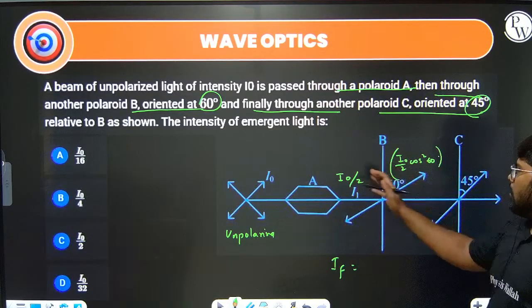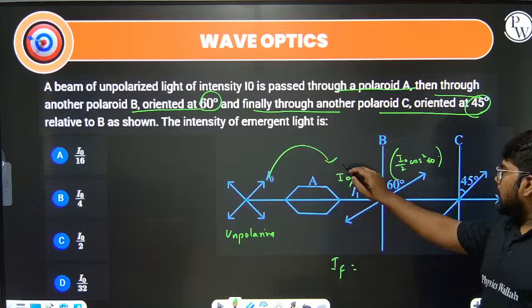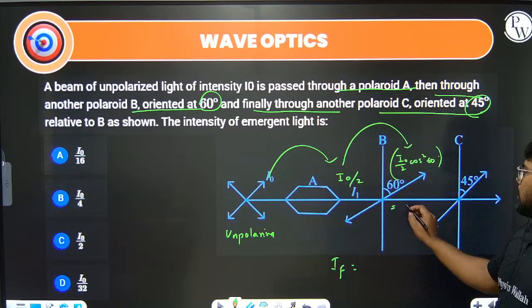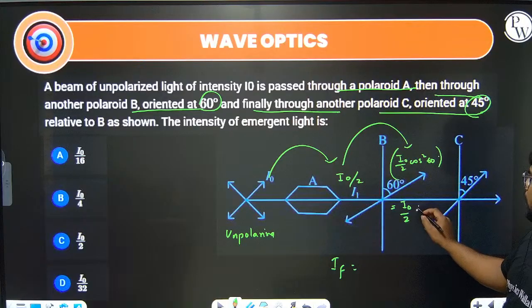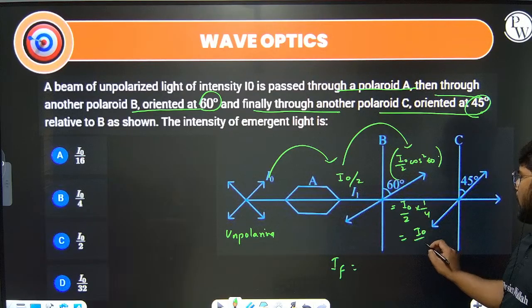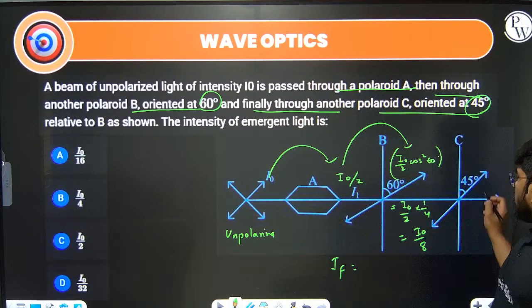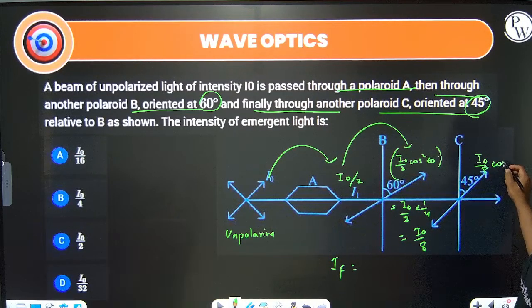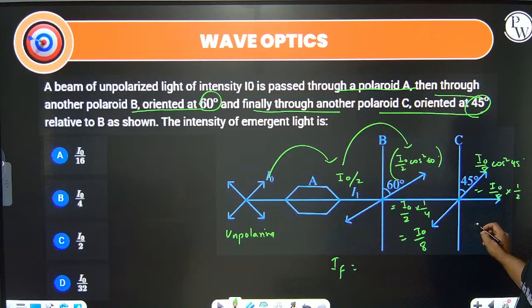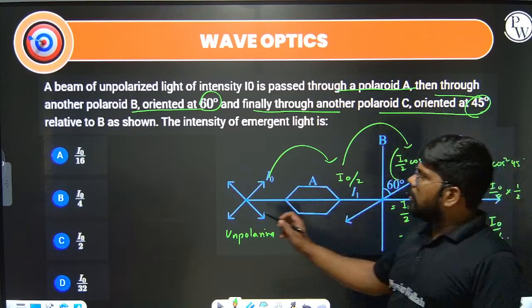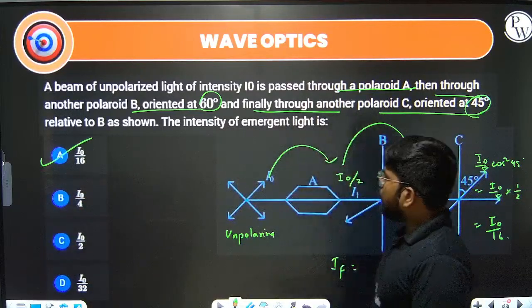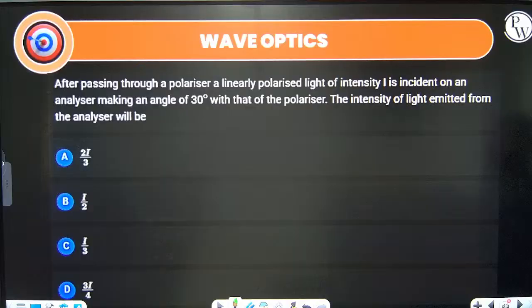So finally what will the intensity be? First time it became I naught by 2. Second time it became I naught by 2 cos square 60. This becomes 1 by 2 into 1 by 4, so I naught by 8. Then it is making 45 degrees. Once again, if you apply Malus law, I naught by 8 into cos square 45. Cos 45 is 1 by root 2, whole square, so 1 by 2. This is I naught by 8 into 1 by 2, it becomes I naught by 16. So the final intensity is I naught by 16. This is how the questions will be seen. Again, intensity of the final thing, the same formula you can apply.